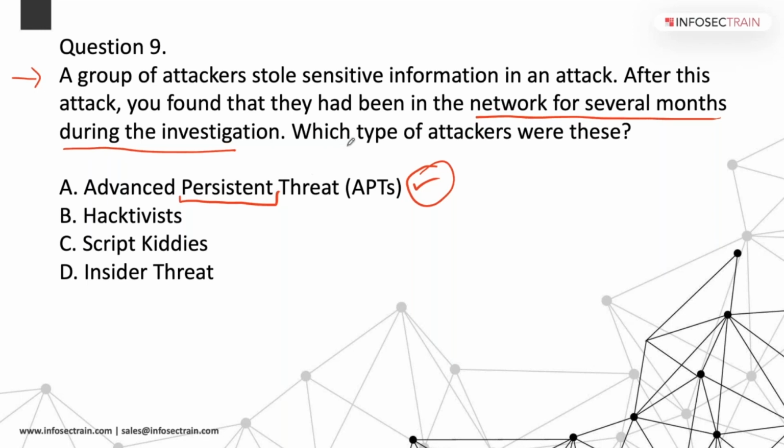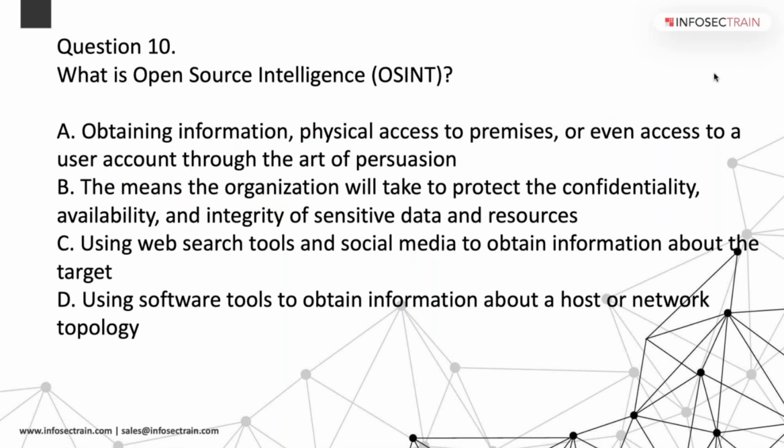So the word persistent shows that the attacker was there in your network for a long time. Their target is to be there as long as possible. So that is going to be another thing. Now, we have something that is again in the simplest category.